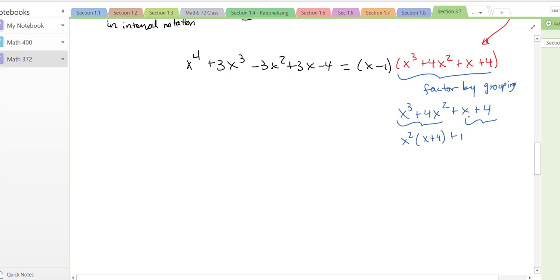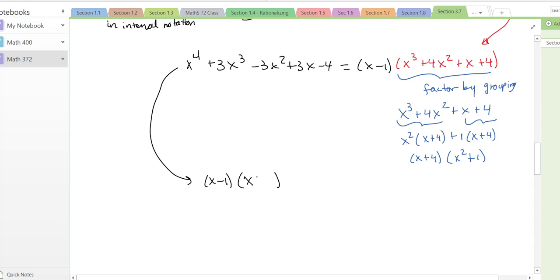Nothing in common means that the factor of each of those is a 1. So x plus 4. And now the x plus 4 is in common, so I take it out, and you're left with x squared plus 4. So therefore, we can say this polynomial is completely factored into x minus 1, right? The factor that we got from the synthetic division times the new factors that we get from factor by grouping.